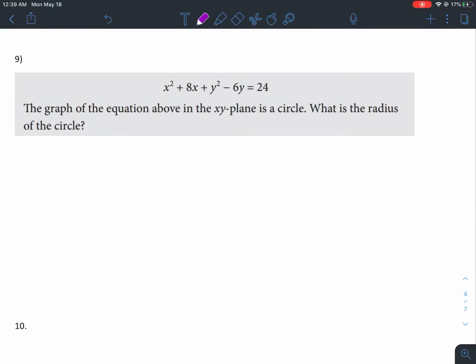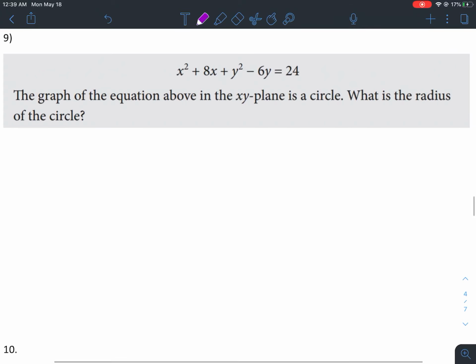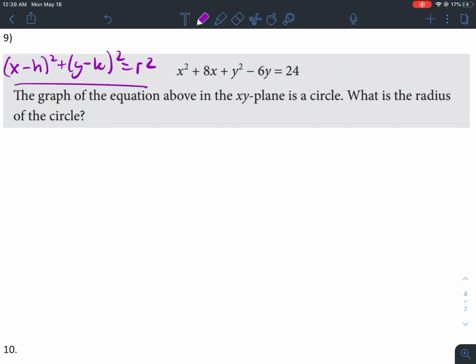For 9, it says the graph of the equation above in the xy plane is a circle. What is the radius of the circle? Again, to find the radius, we need to have it in this form: x minus h squared plus y minus k squared equals radius squared. Right now it is not in that form.